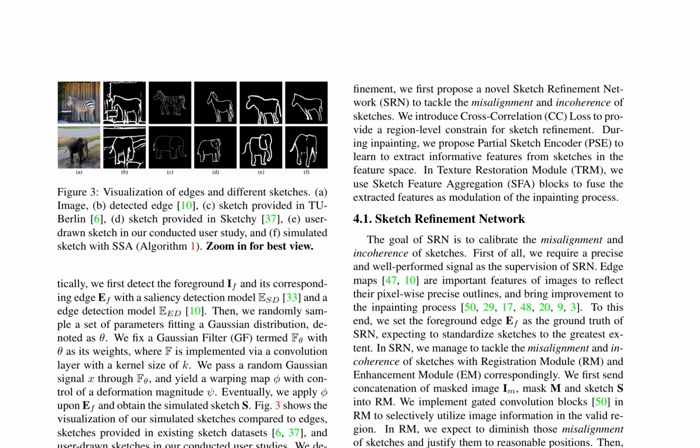The paper presents a novel algorithm, the sketch synthesis algorithm, SSA, for generating simulated sketches. This innovative process begins with the detection of the foreground and its corresponding edge using saliency and edge detection models. A Gaussian filter is then applied to create a warping map, which deforms the edge to produce the simulated sketch. Figure 3 illustrates this process, comparing the simulated sketches with existing sketch datasets and user-drawn sketches. The algorithm's pseudocode is provided, outlining the steps from foreground detection to the final simulated sketch.